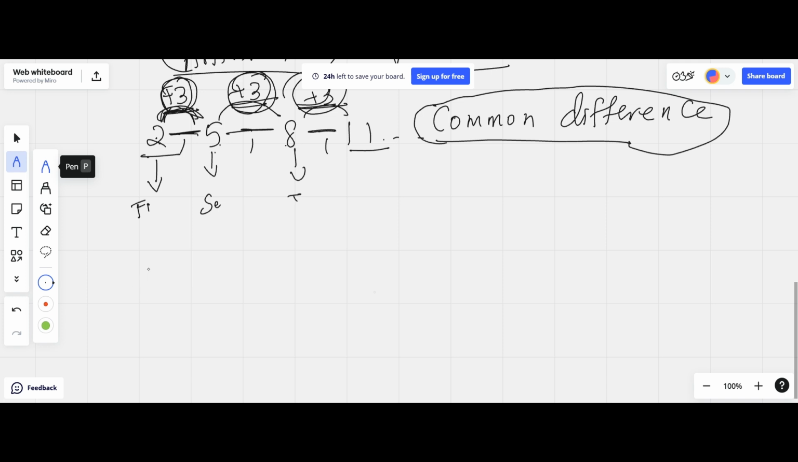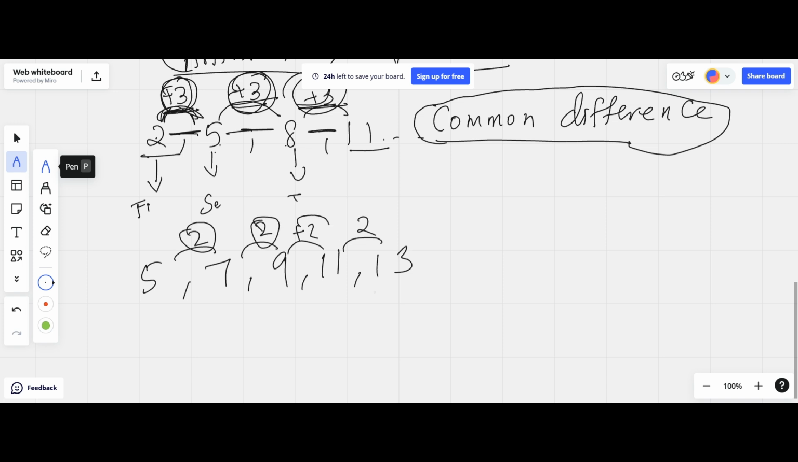For example, let's say 5, 7, 9, 11, 13. You see here 5, 7. What is the difference? 2. 7, 9. What is the difference? 2. 9, 11. If you add 9 with 2, you will get 11. So the difference is 2. 11, 13. What is the difference? 2. So you see here, it is all 2.